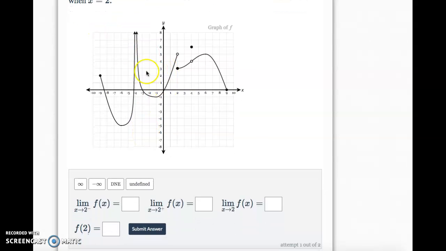So as I approach 2, here's my x value of 2. As I approach 2 from the left-hand side, it looks like my y value will be 5. As I approach 2 from the right-hand side, it looks like my y value will be 3. And since those don't match, I can go ahead and click in here and I can put in DNE. It has a nice button there for me to do that because those are not the same number, so my general limit does not exist. And then f of 2, where is my actual point or dot at 2? Well, that is at a y value of 3.